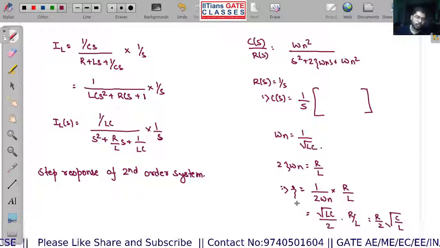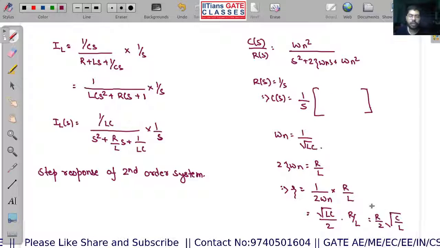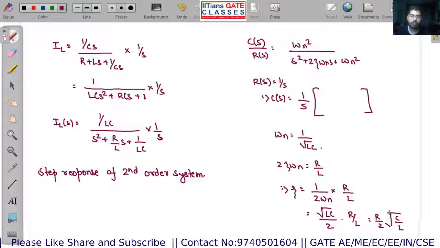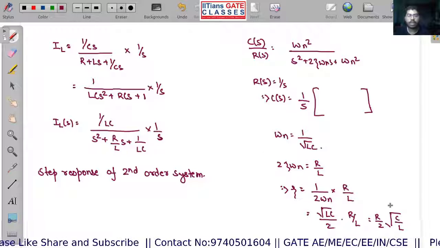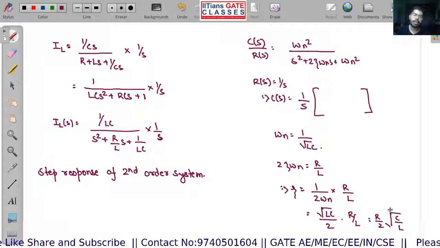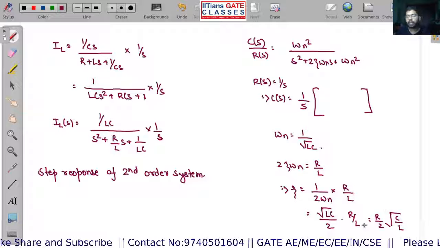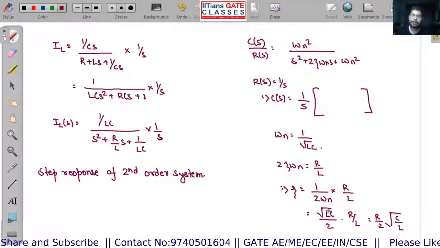And a good student, even if you have forgotten the standard result for a second order RLC, can also derive it like this. It is okay if you forget, but you should be able to derive this.